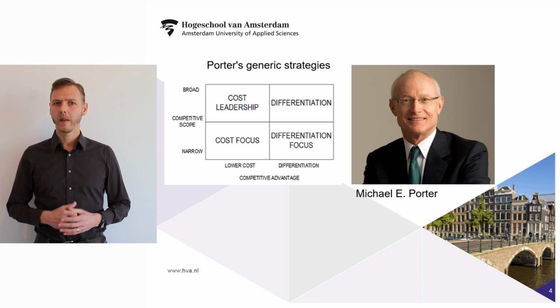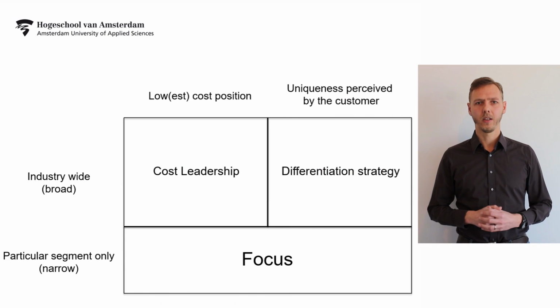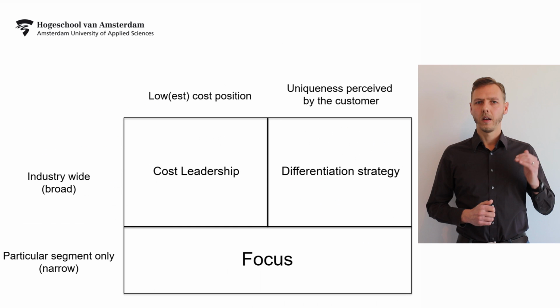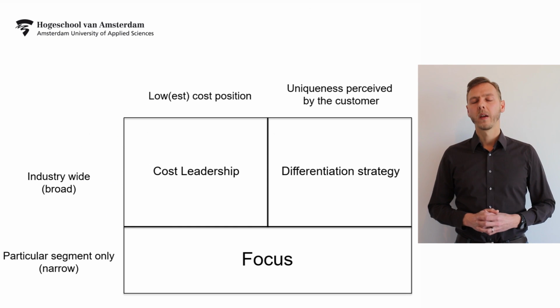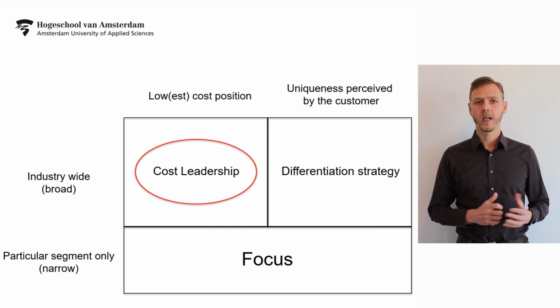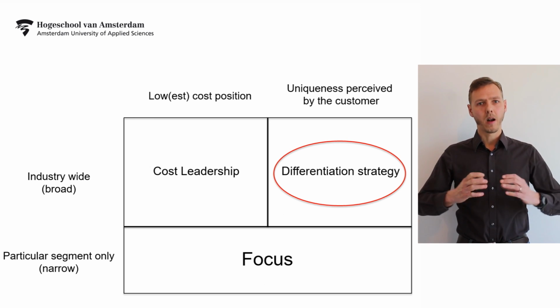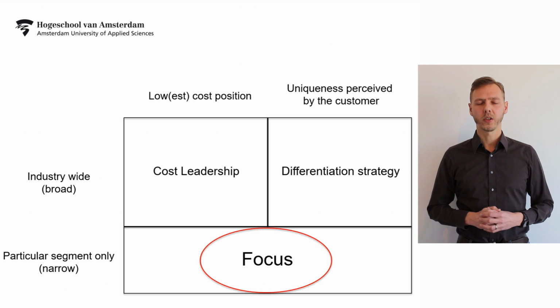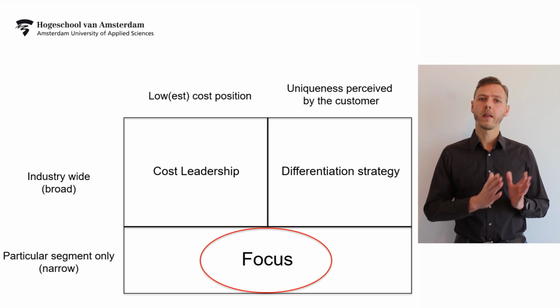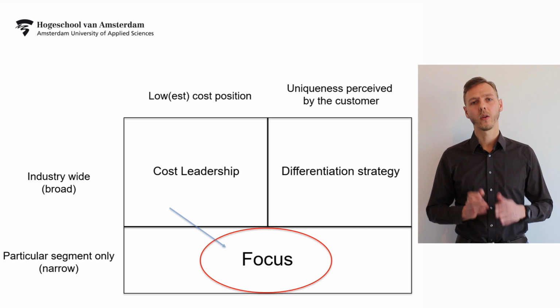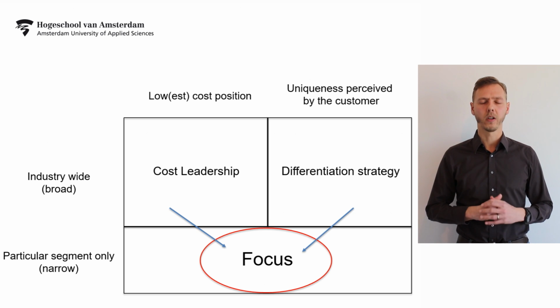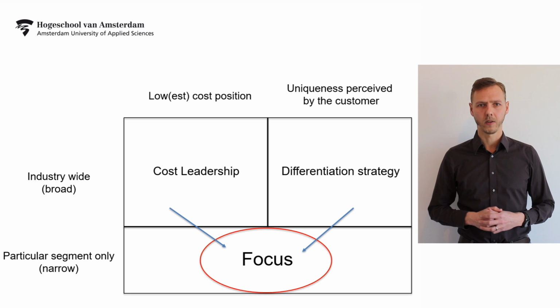Now, actually, there are three sides in his model. On the left top, you can see cost leadership. On the right top, you see differentiation strategy. Now below, you see the word focus. And the focus can be either cost focus or differentiation focus. Let me try to explain the differences between these.